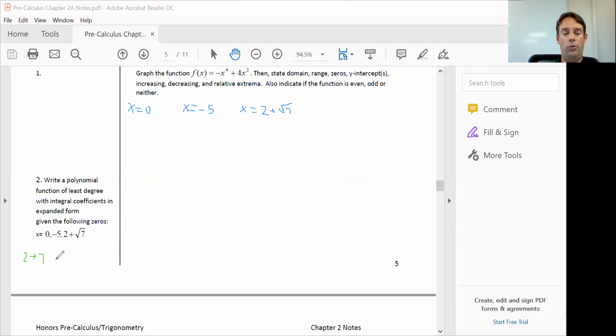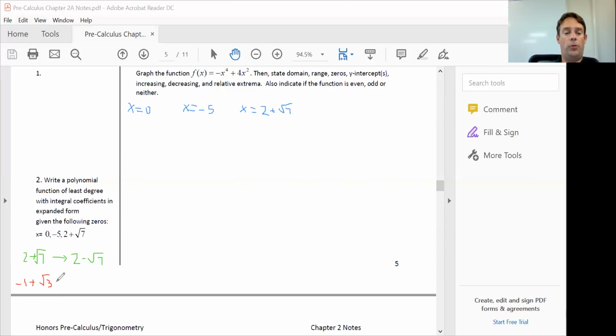So if I have a root that's a 2 plus root 7, we're going to have something called its conjugate. So if 2 plus root 7 is a root, turns out we have a theorem that says 2 minus root 7 also would be one. Kind of cool. What if -1 plus root 3 was a root?